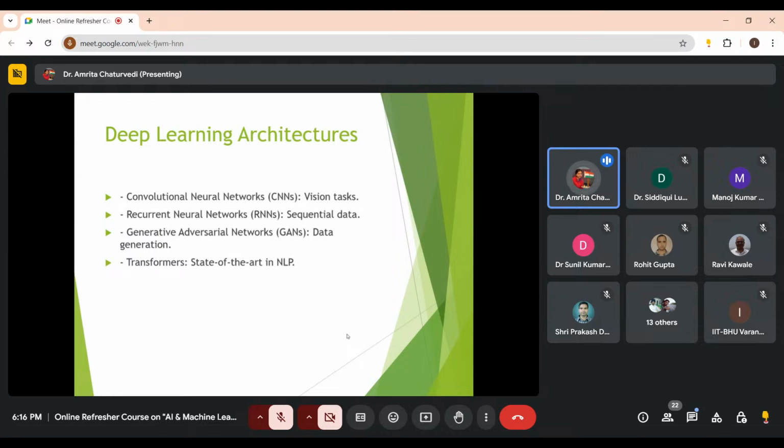Another one is the generative adversarial network, or GAN. This is used for data generation, like when you want to generate data of a similar type. For example, two similar images or two similar kinds of videos, or to predict what will be the next frame in a particular video. For all these things, generative adversarial networks are used. And transformers are the state-of-the-art techniques in NLP, natural language processing.